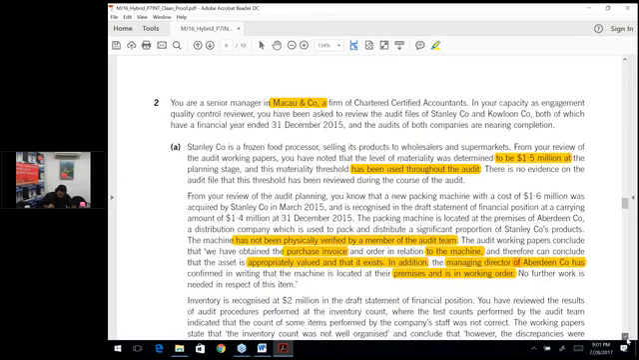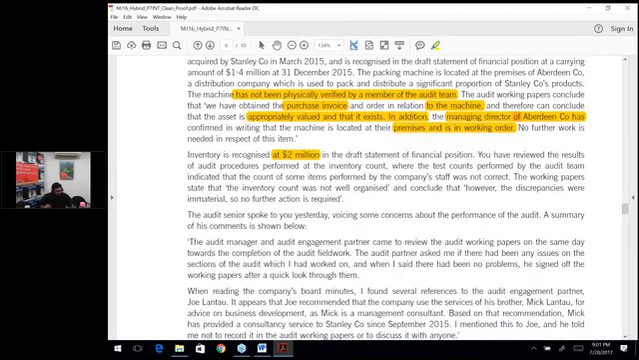Next. Inventory is recognized at $2 million, so it's a material item with respect to the materiality that is set by the management. You have reviewed the results of audit procedures performed at inventory count, where the test counts performed by the audit team indicated that the count of some items performed by company staff were not correct. Now, as an auditor, our responsibility is not to perform the inventory count. The inventory count shall be performed by the client's personnel themselves. So if the client personnel have to perform it, you need to understand that there is no room for error. Any error would mean that the inventory is misstated.